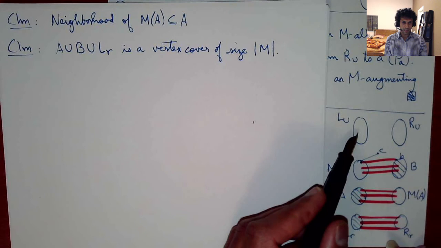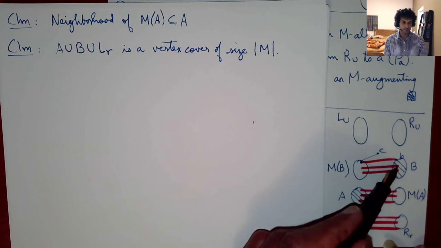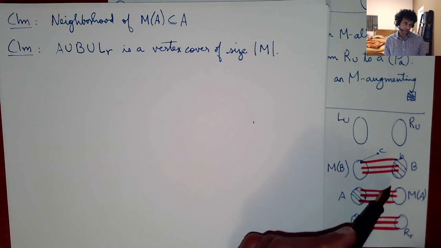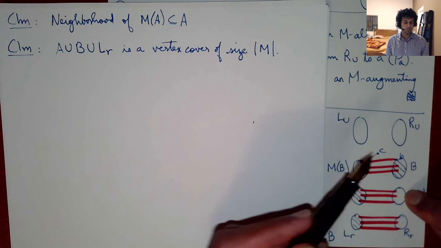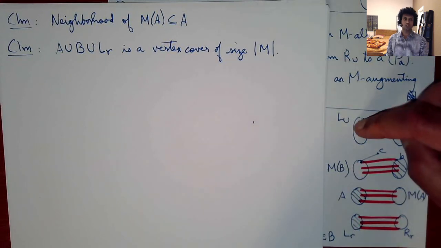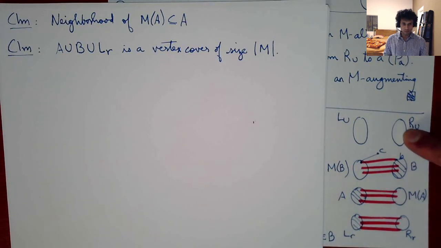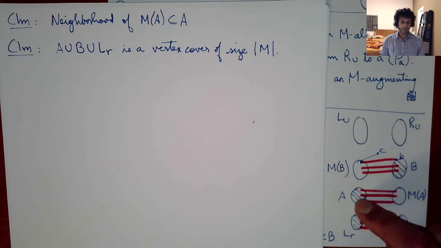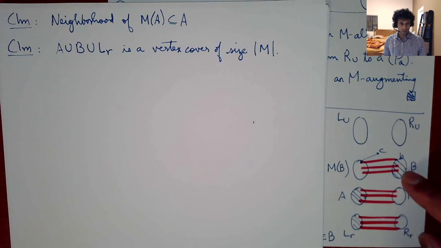If you take LU, its endpoint has to be in B because any edge that is coming from there is basically an alternating path. So if you had an edge from LU to MA, then that would be an endpoint of B. So any edge coming out of LU goes into B. Any edge going out of RU ends up in A. Any edge going out of MB ends up in B. That's the claim. Any edge going out of MA ends up in A.